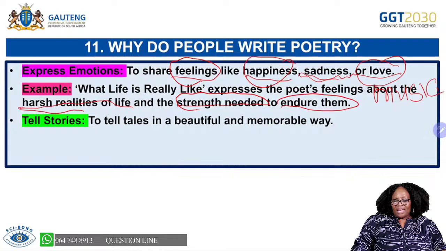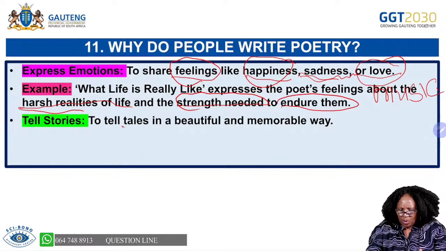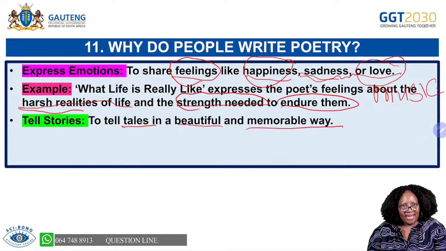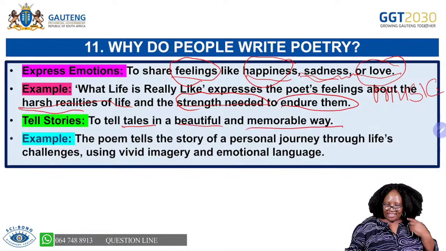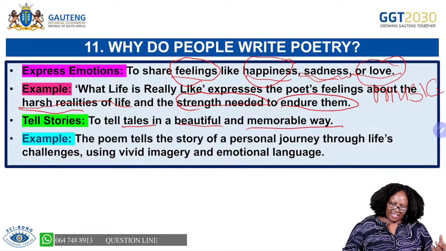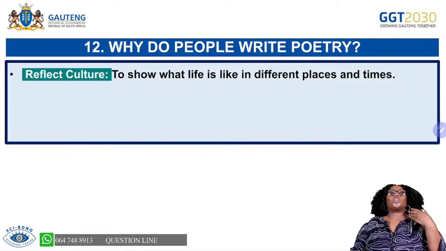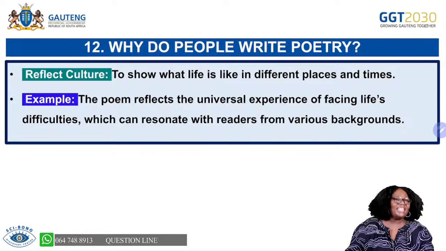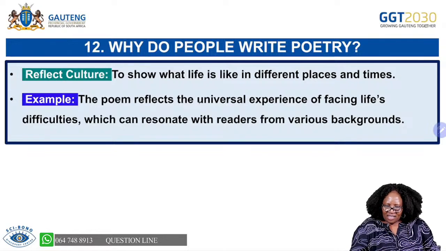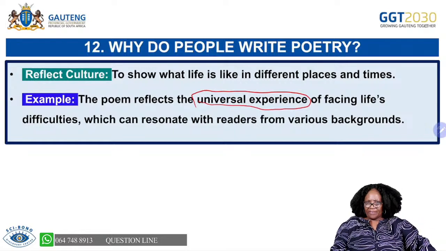Some people write poetry to tell stories in a beautiful and memorable way. An example of that is that the poem tells the story of a personal journey through life's challenges using vivid imagery and emotional language. We can also reflect the culture of different places and times when we write our poem. And mostly, poems are universal. It's a universal experience of facing life's difficulties.